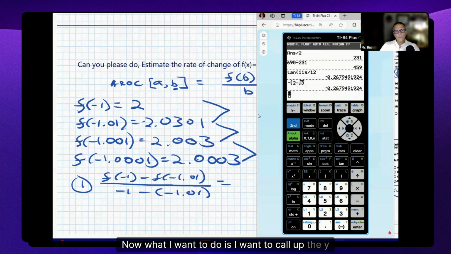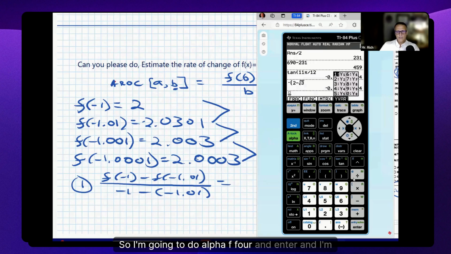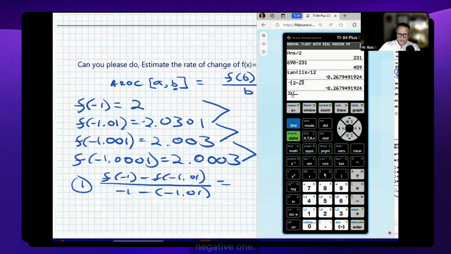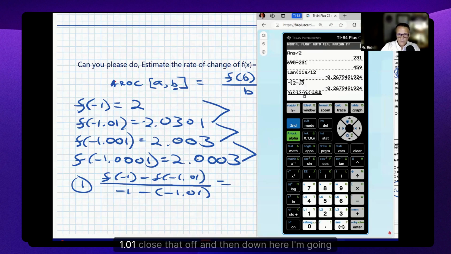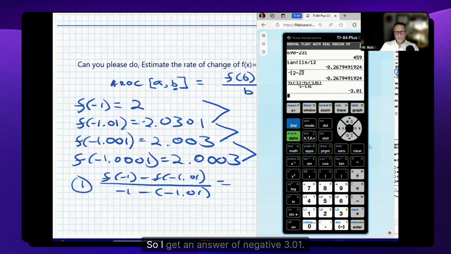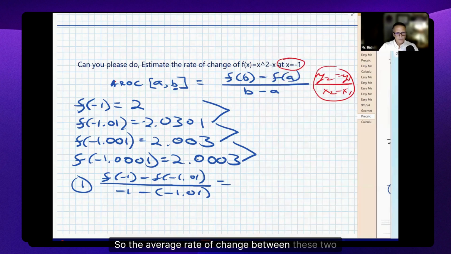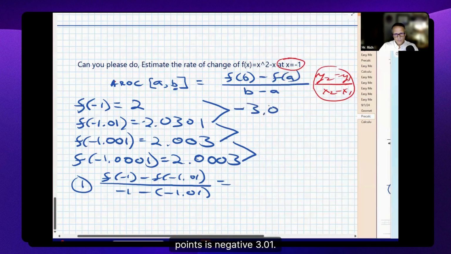Now I want to call up the y1 function that I just entered in my function. So I'm going to do alpha F4 and enter, and I'm going to say negative 1. So I want it to pass a negative 1 value minus alpha F4, enter, and then negative 1.01, close that off. And then down here, I'm going to do negative 1 minus negative 1.01, enter. So I get an answer of negative 3.01. So the average rate of change between these 2 points is negative 3.01.